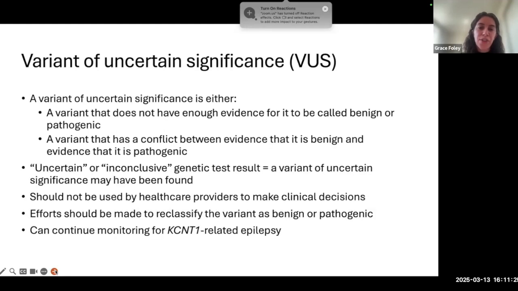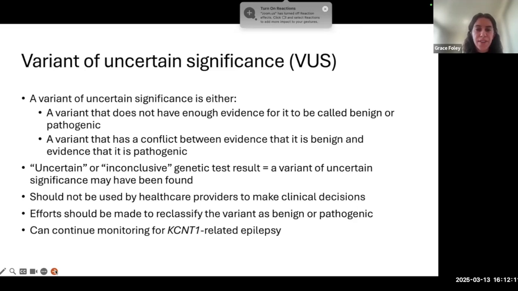Now I'll discuss variants of uncertain significance, which are also called VUSs. A variant is classified as a VUS if there's not enough evidence to classify it as either benign or pathogenic, or if there is conflicting evidence, with some evidence saying that the variant is benign and some evidence saying that the variant is pathogenic. We're learning more about genetic variants every day, and for some variants, we do not have enough information right now to call them benign or pathogenic, but this may change in the future as more information is learned about these variants. If someone does genetic testing and has a variant of uncertain significance in the KCNT1 gene, their genetic testing result might say something like uncertain or inconclusive.